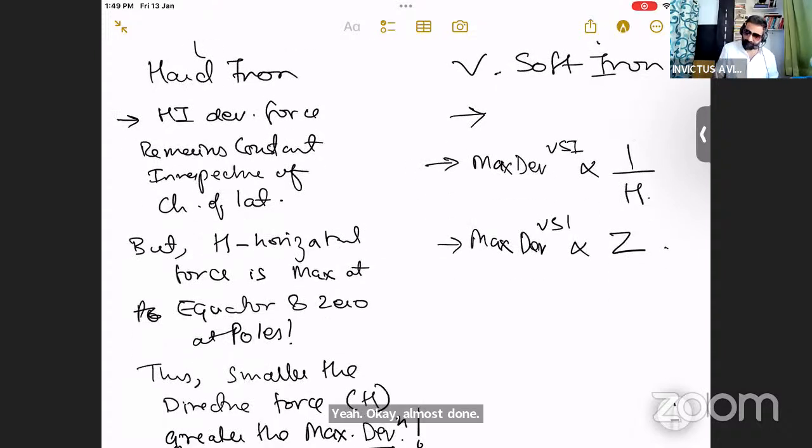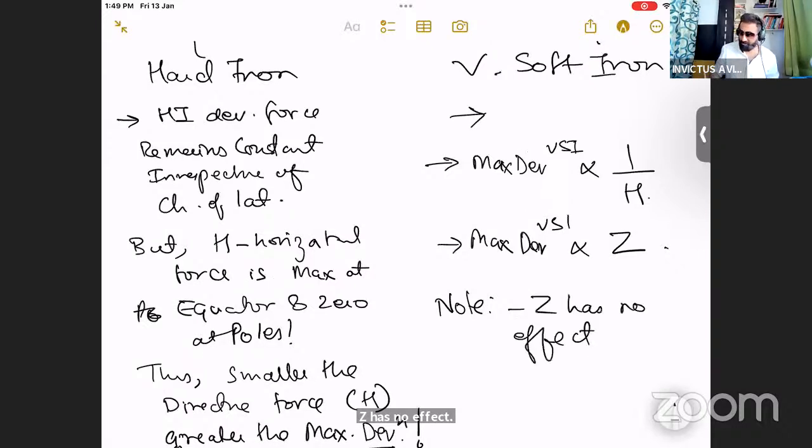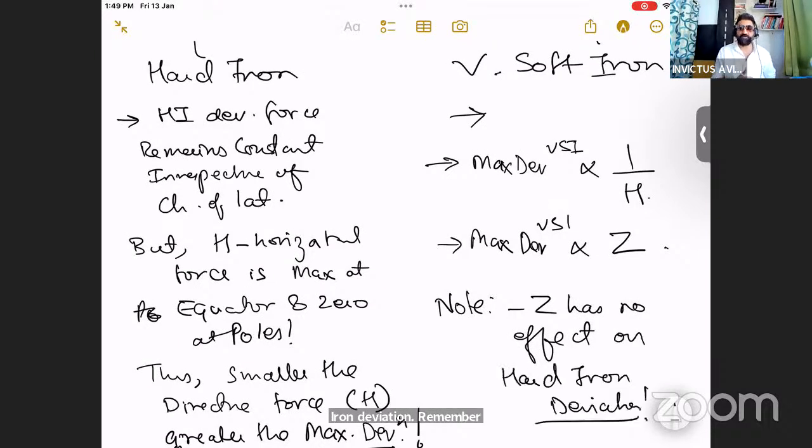Note, Z has no effect. Vertical component of Earth's magnetism has no effect on hard iron deviation. Remember, whatever hard iron deviations we have, Z has no effect on that.